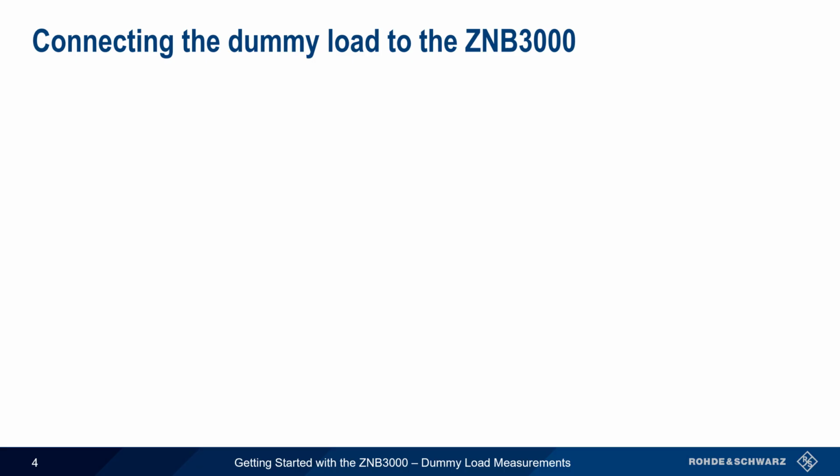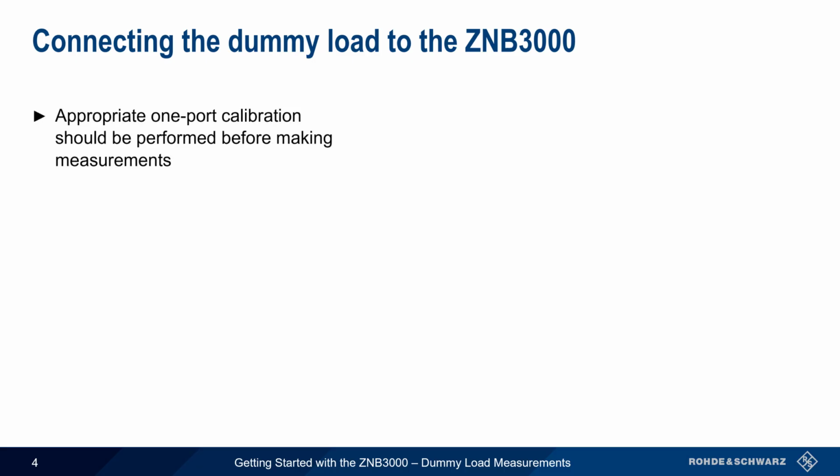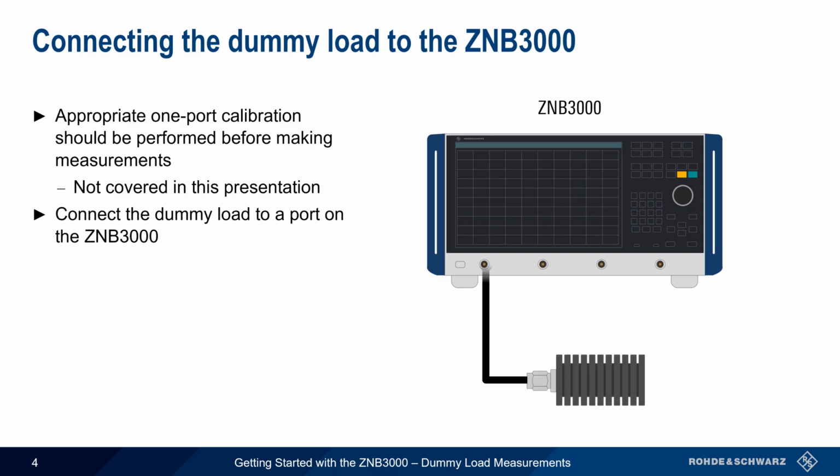As with most VNA measurements, the first step is performing an appropriate calibration on the port where the dummy load will be connected. In the interest of time, we won't be covering calibration in this presentation. After calibration is complete, the dummy load should be connected. Note that in the following examples, the dummy load will be connected to port 1.